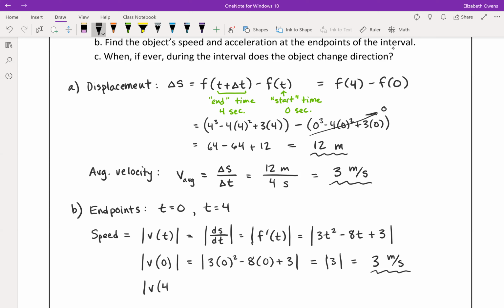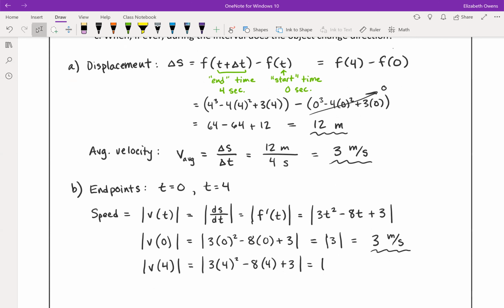And now let's find our speed at the other endpoint. Plug in t equals 4 instead now. And we're going to have 3 times 16, which would be 48, minus 8 times 4, which is 32, plus 3. And so that'd be the absolute value of 19 for that. And so we'll get 19 meters per second.